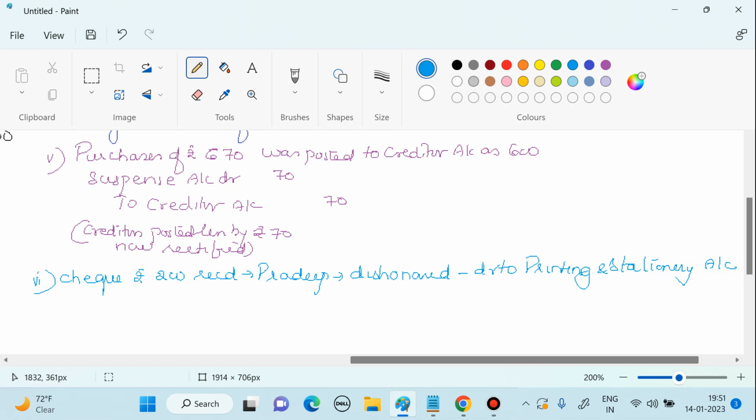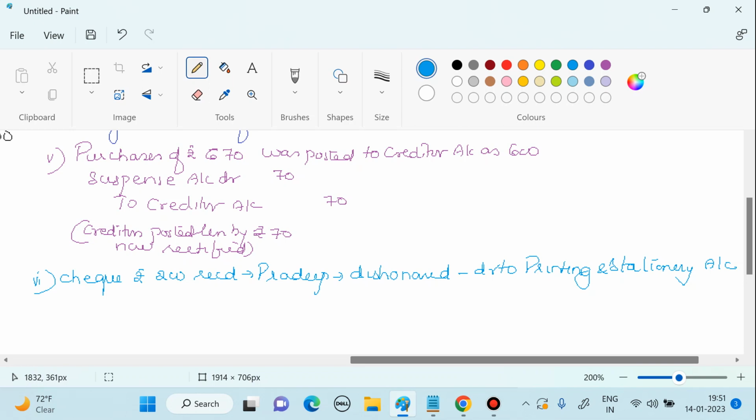Next transaction is a check of rupees 200 received from Pradeep. So the business received a check from a debtor Pradeep. The business would have gone and deposited the check into the bank. But when the bank went to collect, the check was dishonored. So we should reverse the entry and bring back Pradeep as a debtor in our books. So we should have debited Pradeep and credited bank account. That is a reverse entry when there is a dishonor. But instead of debiting Pradeep, we debited printing and stationery account.